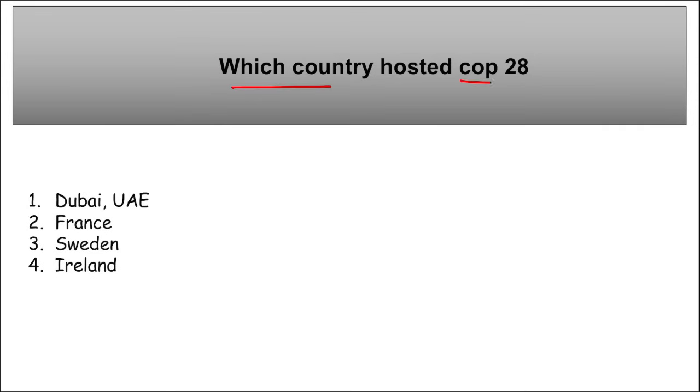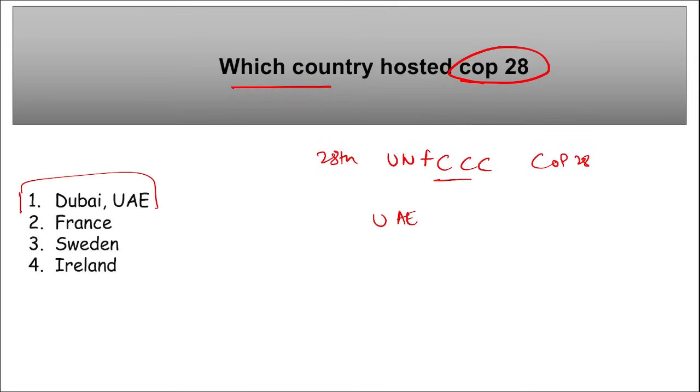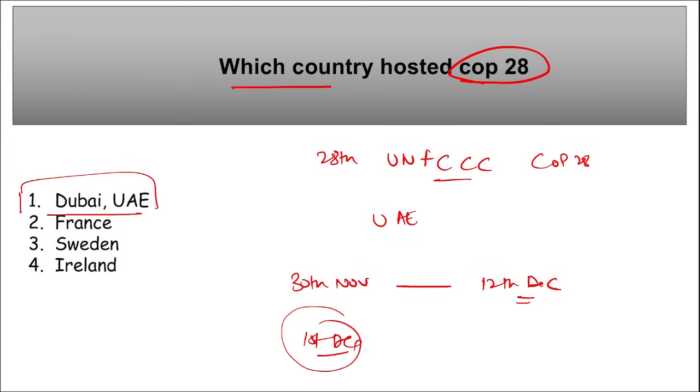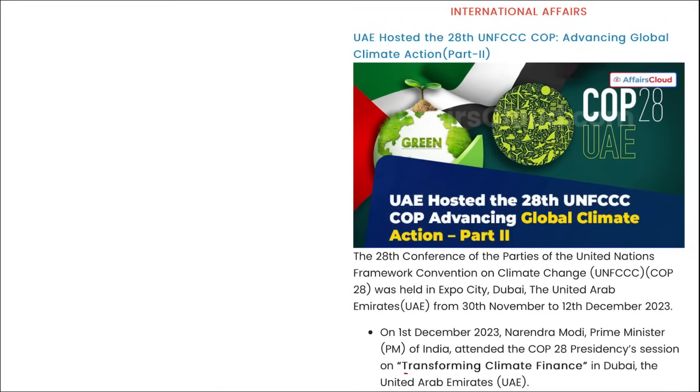Next, which country hosted COP28? We have seen the 28th edition of the United Nations Framework Convention on Climate Change, that is COP28. It was hosted by Dubai, UAE, from 30th of November till the 12th of December. And remember, on 1st of December, Narendra Modi, the Prime Minister of India, attended the COP28 presidency session based on the theme Transforming Climate Finance. And where was it? It was in Dubai, UAE. Remember the theme for this COP28: Transforming Climate Finance.